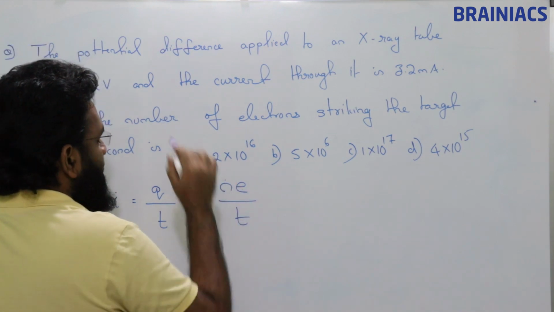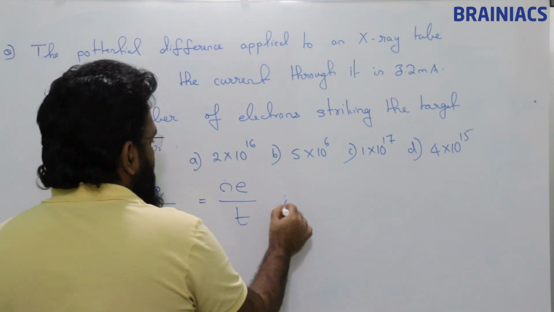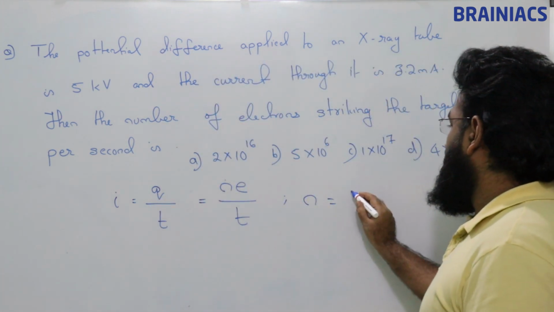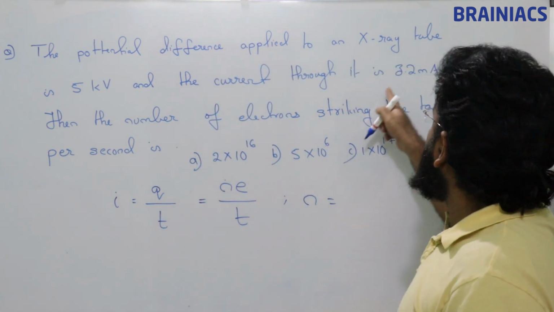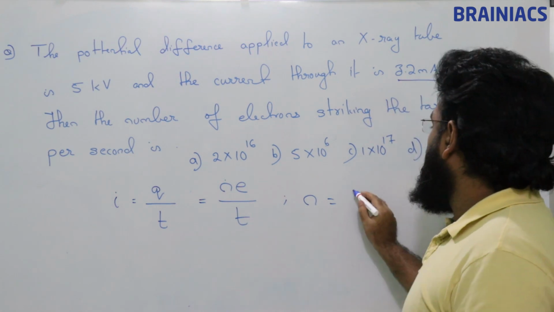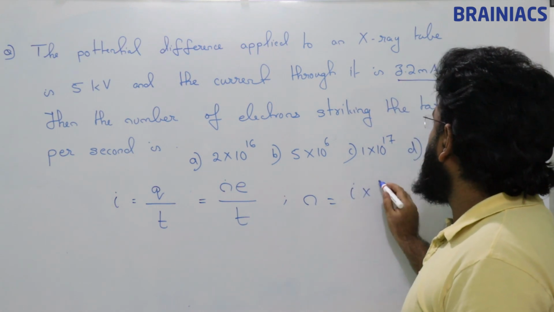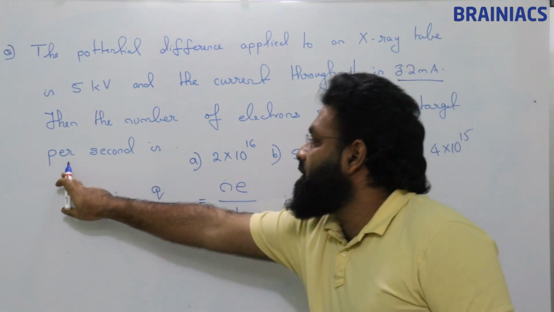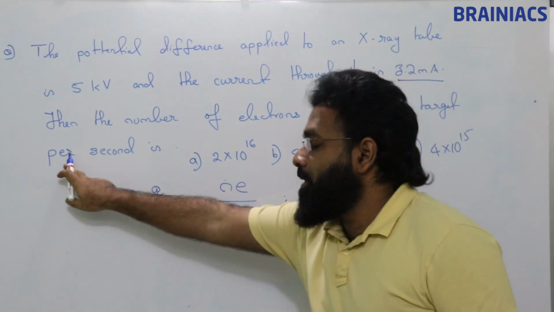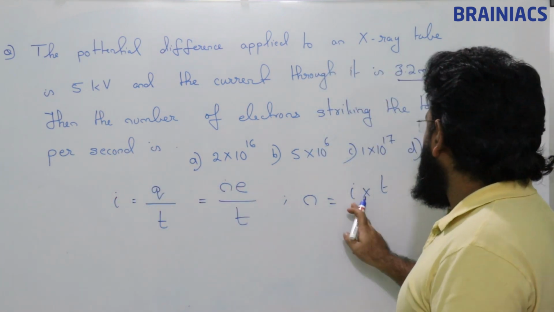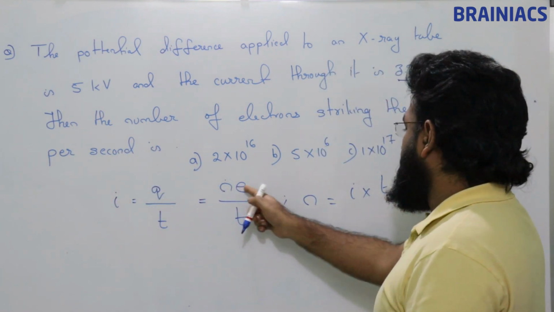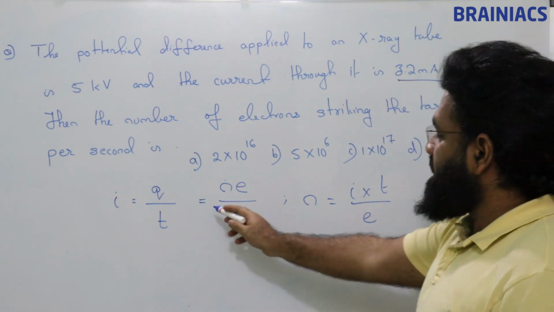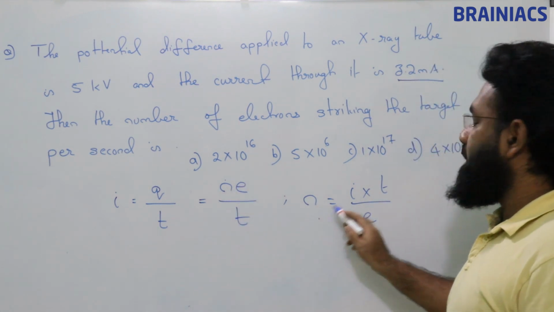Number of electrons is what we need to find. So N is equal to, current is given here, I into T. Number of electrons striking the target per second is I into T divided by E. So from I is equal to NE by T, we can take N is equal to I into T by E.